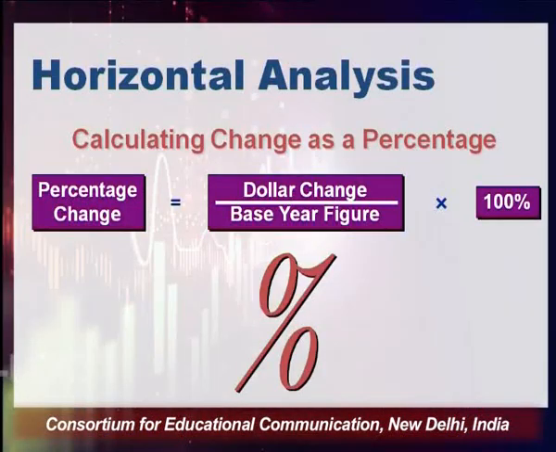So if it is 5,000, and then we divide it with the previous year. My previous year was 10,000. So the change, 5,000 units divided by 10,000, that is the base year figure, multiplied by 100, that gives you percentage, and here in this example it will come out 50%. So I would say my sales are up by 50% from the previous year.